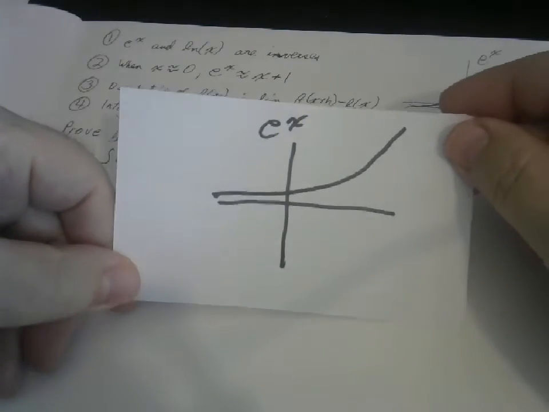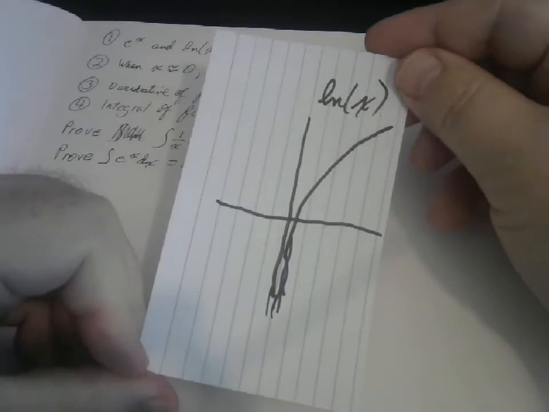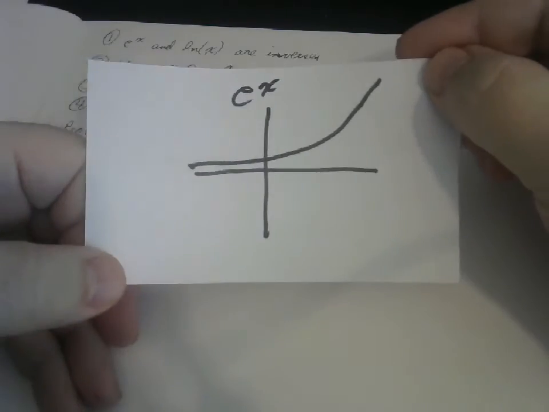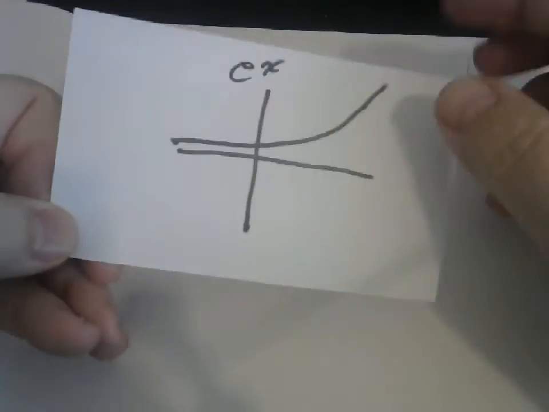So the plot of e to the x looks like that. The plot of natural log of x looks like that. So those are actually printed on the opposite sides of the same card in the same place.